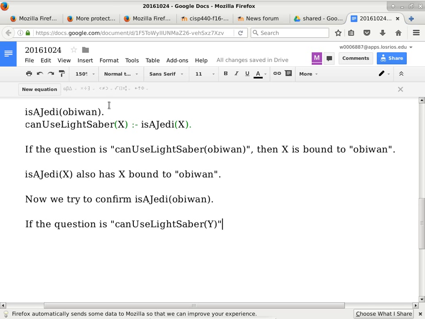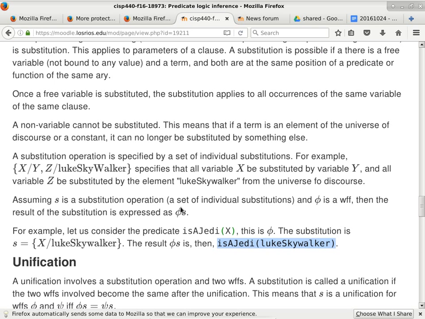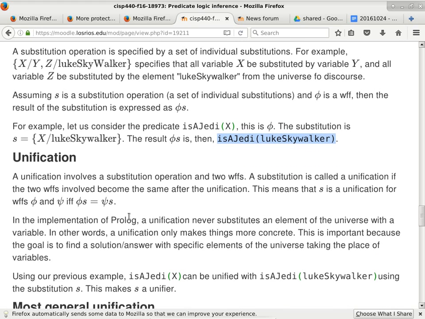Okay, all right. So getting back to the notes, we basically have this concept of a substitution, and unification involves a substitution and two well-formed formulae. A substitution is called a unification if the two well-formed formulae involved become the same after the unification.